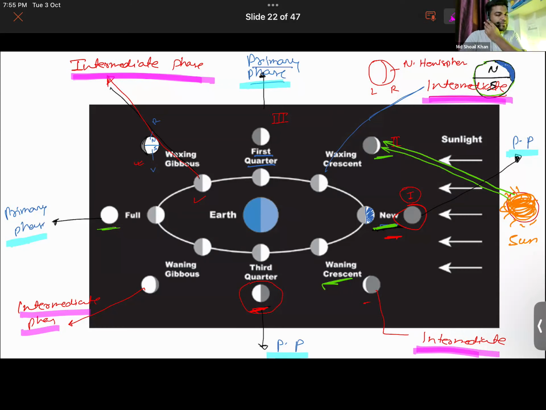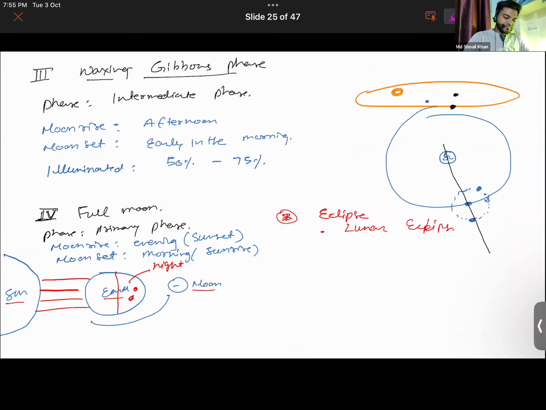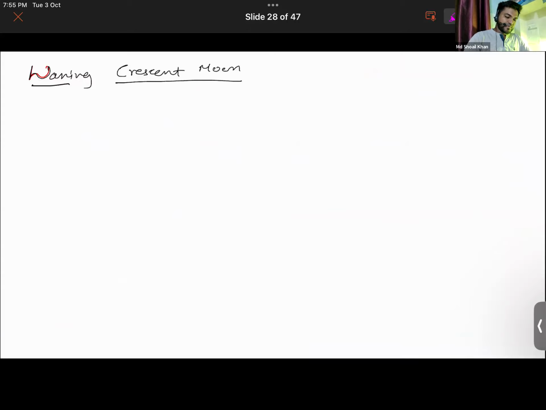Good. Primary? That is also 4. 4 plus 4 makes 8, and that is the total number of phases of the moon. Ahmed, is that clear to you also? Shall we move ahead then? Right.